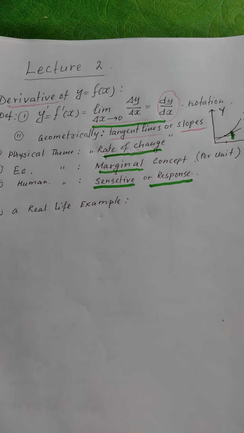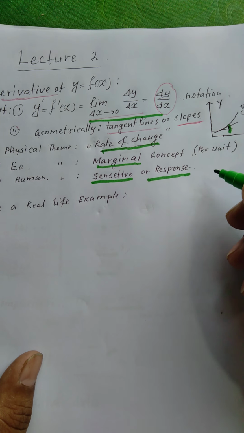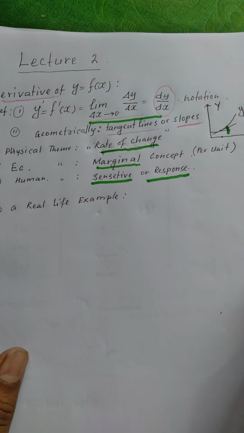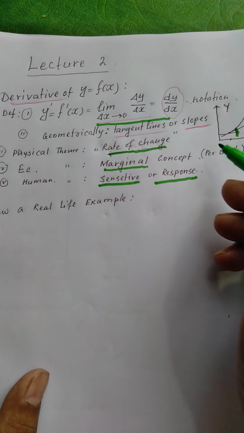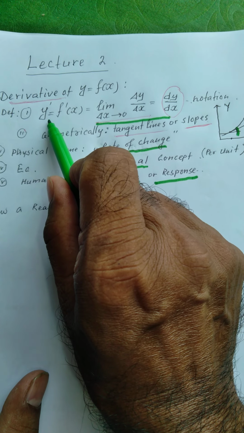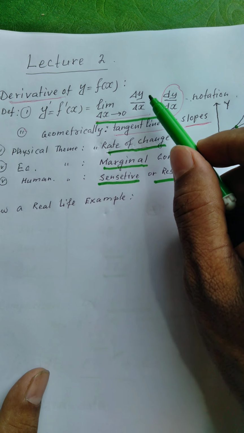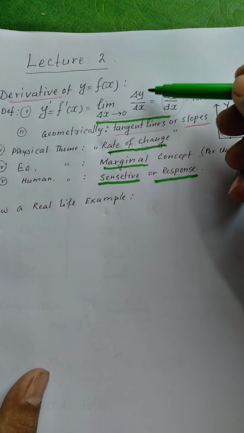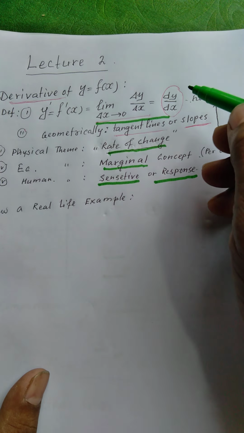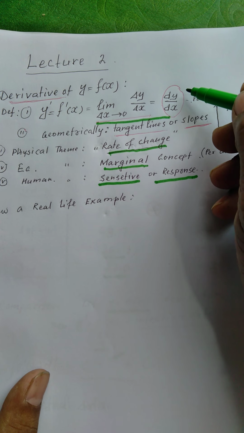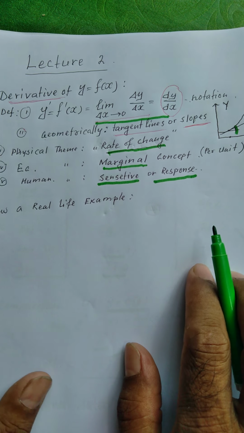Hello. Today, in the second lecture, I will continue the first lecture. In the first lecture, I discussed the derivative concept. I gave the definition of the derivative, which is y prime equal to f prime of x, a limiting concept of a ratio of two changes, delta y by delta x, as delta x tends to 0. The mathematical notation of the derivative is dy by dx.